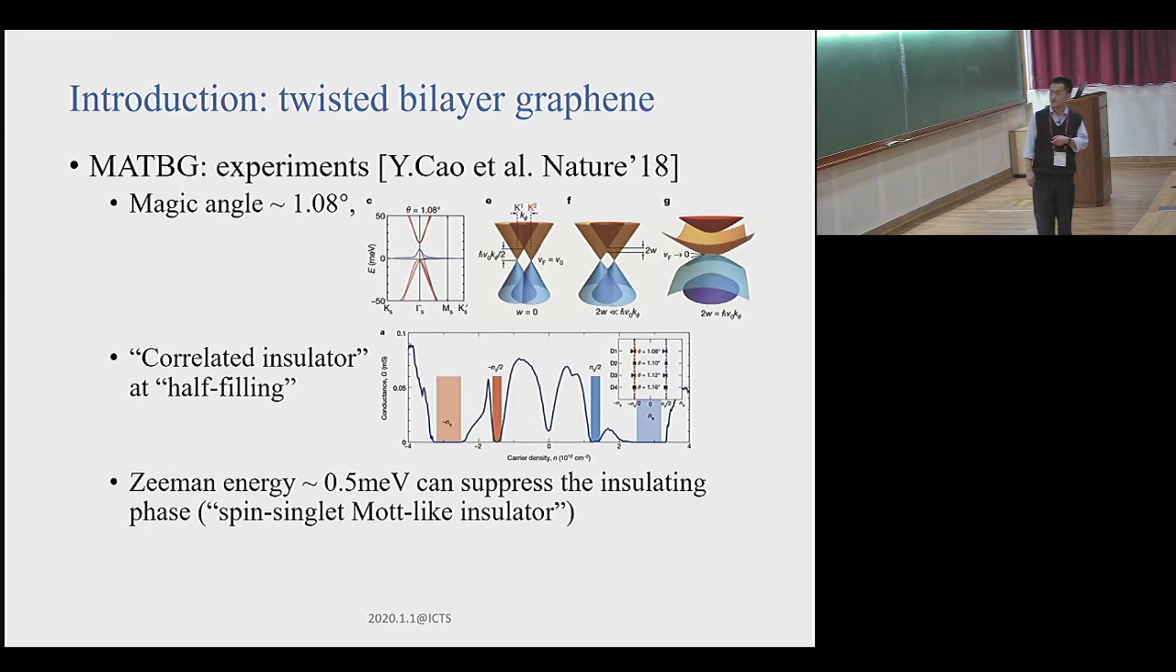They found that n equal to plus or minus 1 should be a trivial band insulator, but at n equal to plus or minus 1/2, they still found insulating behavior. This is probably due to strong correlation from this flat band. Also, this insulator can be killed by a small magnetic field, and they suggest this is some spin singlet Mott-like insulator.